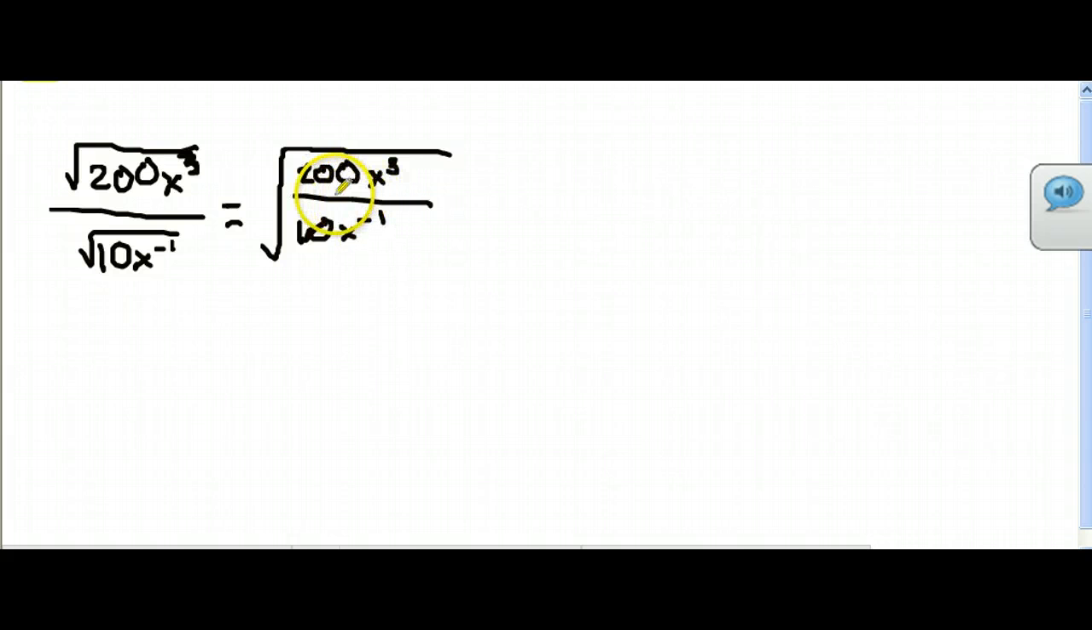And all of that is under one square root. The reason why I put it like that is because now you can simplify it. You've got 200 divided by 10. What does that give you? That gives you 20. And then you've got x to the third, which becomes x to the fourth, because when you do 3 minus a negative 1, that turns into a positive.